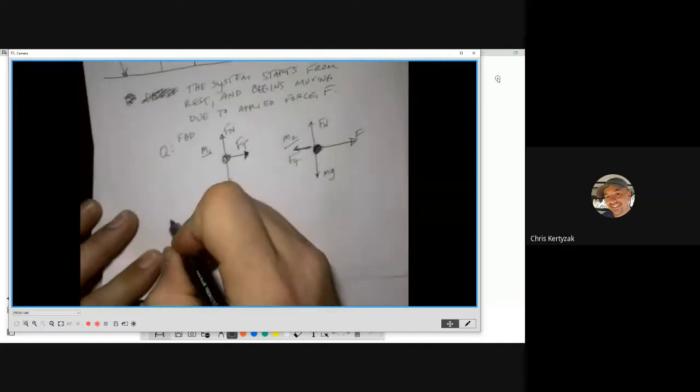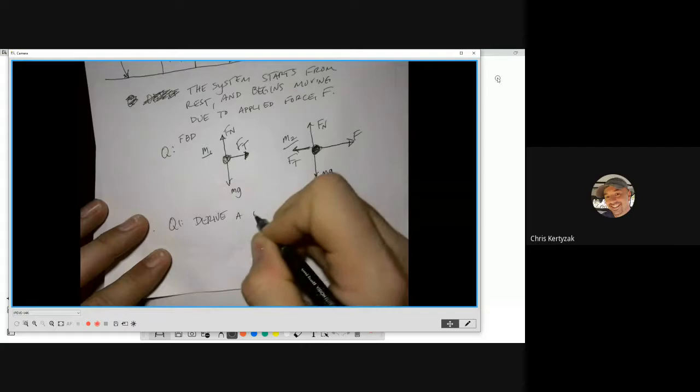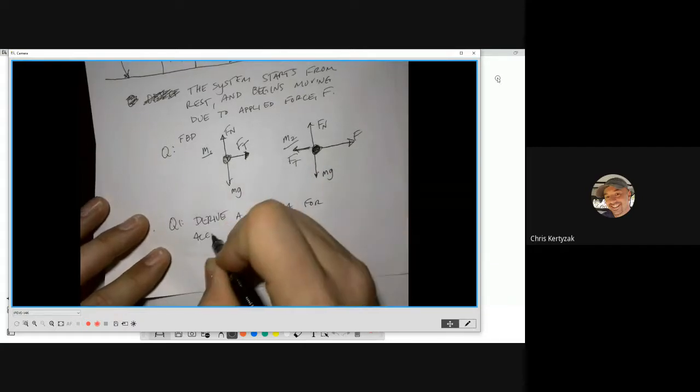All right. What's the most common next question? Derive a formula for the acceleration of the system.